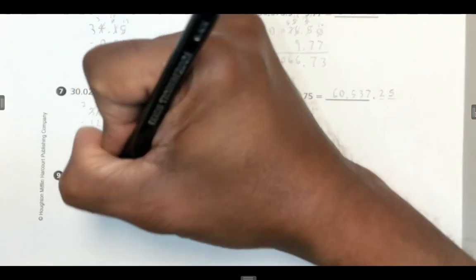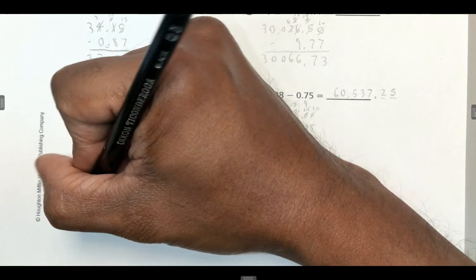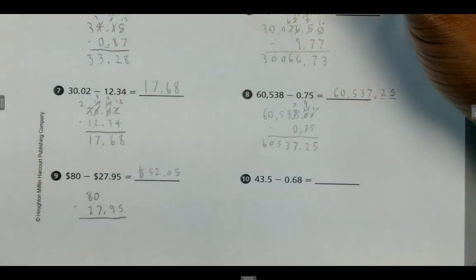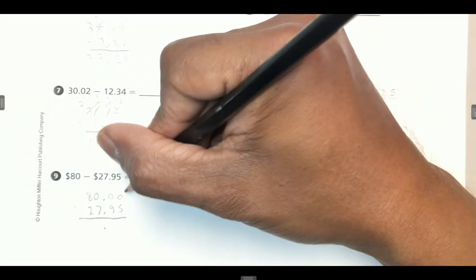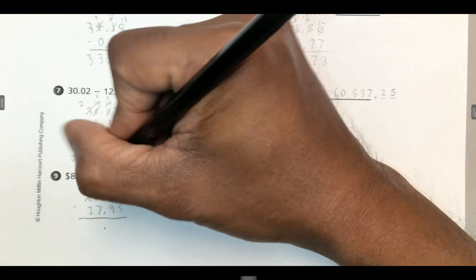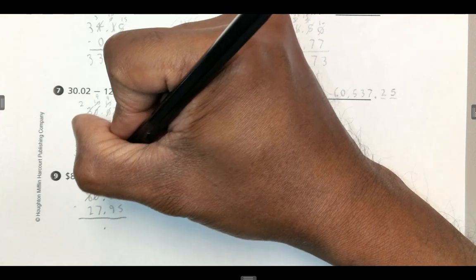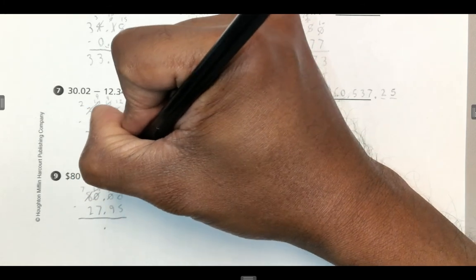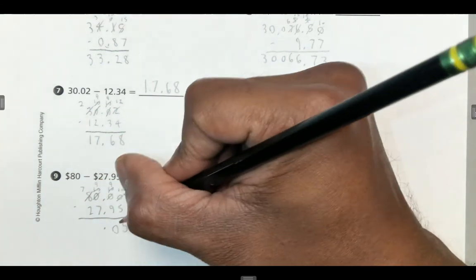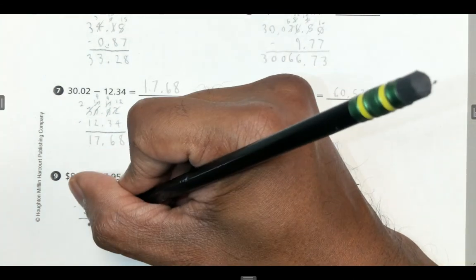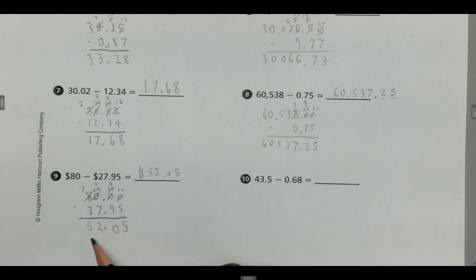$80 minus $27.95. Subtract across zeros. 10 minus 5 is 5. 9 minus 9 is 0. 9 minus 7 is 2. 7 minus 2 is 5. It checks out. $52.05.